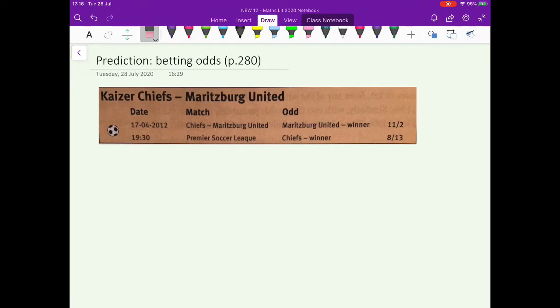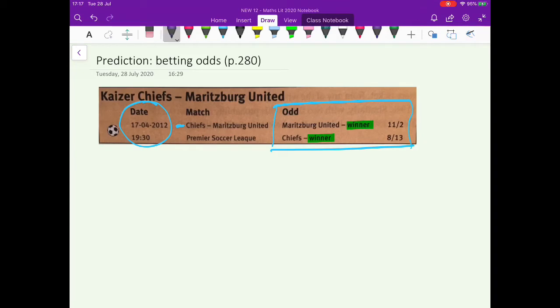So if we have a look here, obviously the date of the match, so that is when the match was played. This is the match: Chiefs plays Maritzburg United, and it is the Premier Soccer League. Now, this is what we want to have a look at. We want to have a look at the odds. Both of these predict the winner. Let's understand what that means.